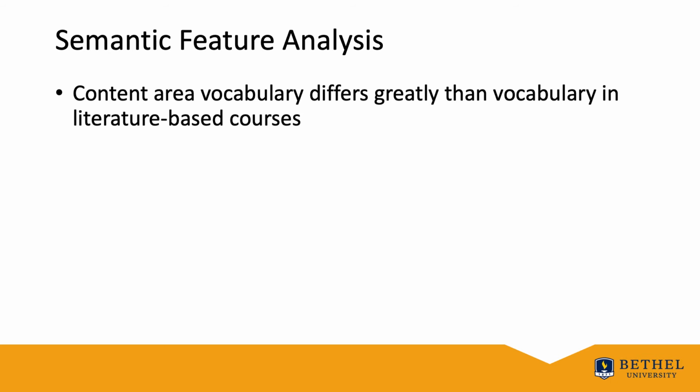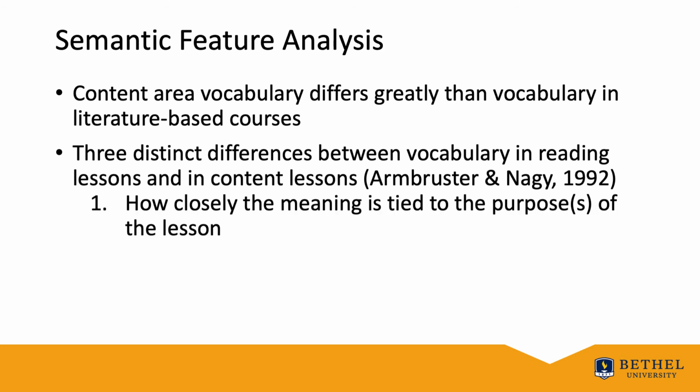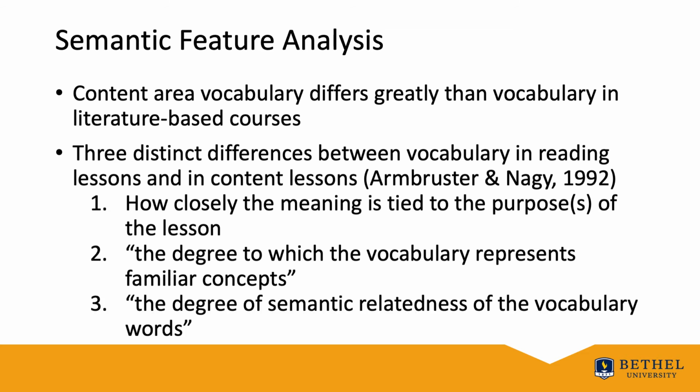Content area vocabulary varies greatly from that of the vocabulary selected for instruction in literature-based courses. Armbruster and Nagin in 1992 argued in favor of the 3 distinct differences between vocabulary in reading lessons and those in content lessons. One is how closely the meaning is tied to the purpose of the lesson. The second is the degree to which the vocabulary represents familiar concepts. And the third is the degree of semantic relatedness of the vocabulary words. The types of powerful instruction documented in research need to become more commonplace and frequent in all of our disciplines.